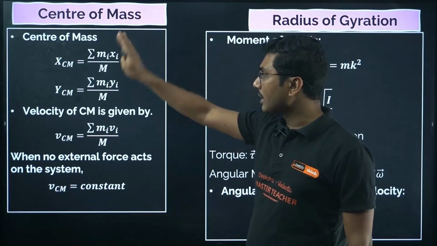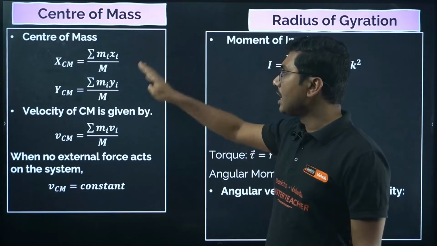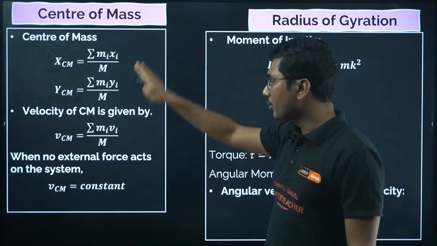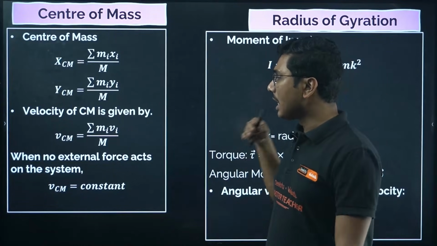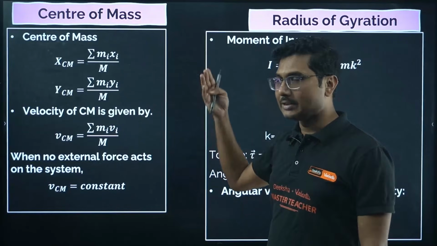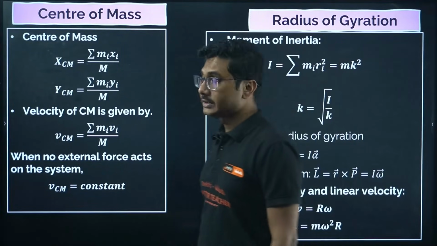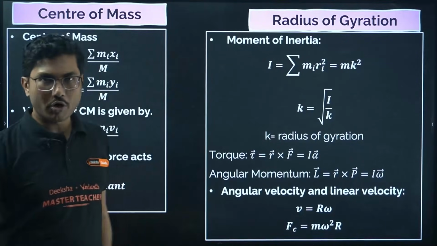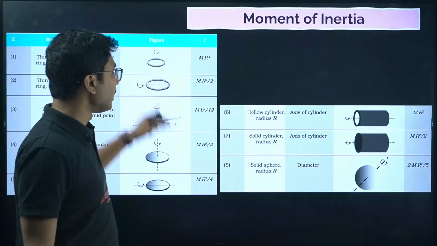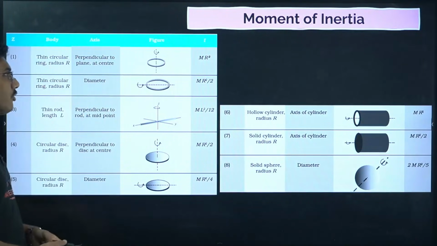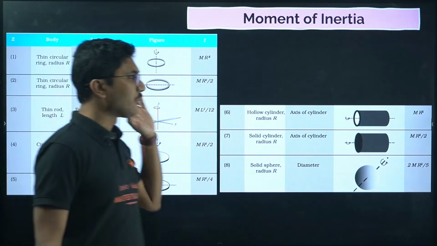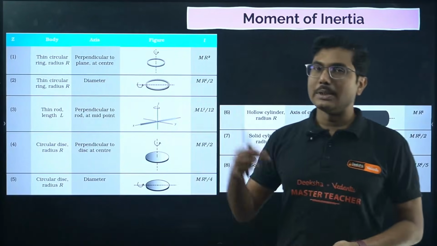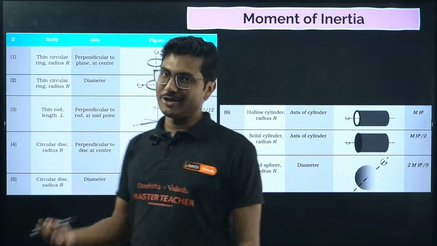Center of mass: how to calculate the center of mass for different objects, and the velocity of the center of mass. When no external force acts on the system, that is, the object is in equilibrium, then the center of mass velocity is also constant. Again, all the important moment of inertia formulas are listed over here, so you can get that in a single, or rather a double sheet of paper. Not single but double sheet of paper.